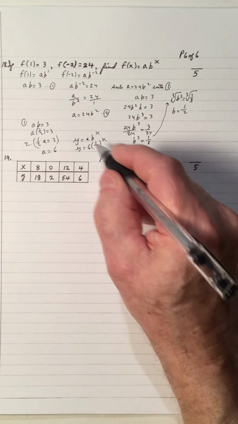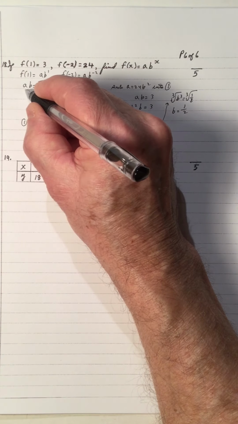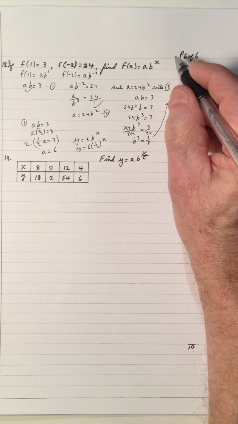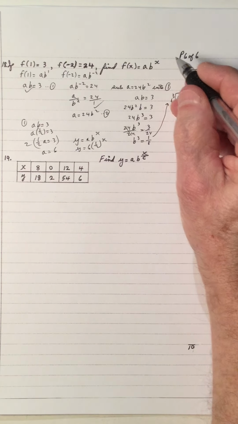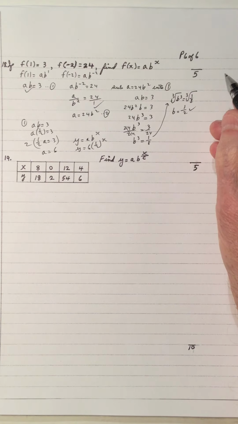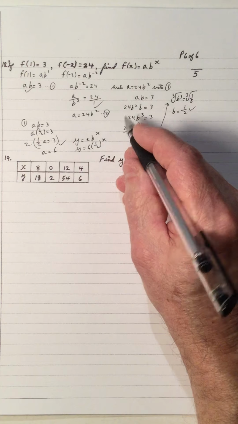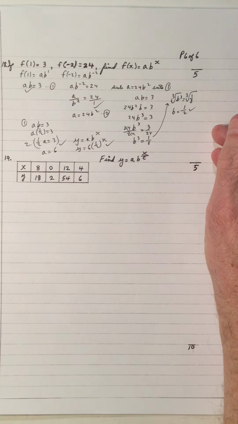And there's 5 marks, so if you have this one, you get a mark. If you have this one, you get a mark. If you have worked out the b to be a half, you get a mark. If you worked out the a to be 6, you get a mark. And if you wrote down the equation, that's 5 marks in total.